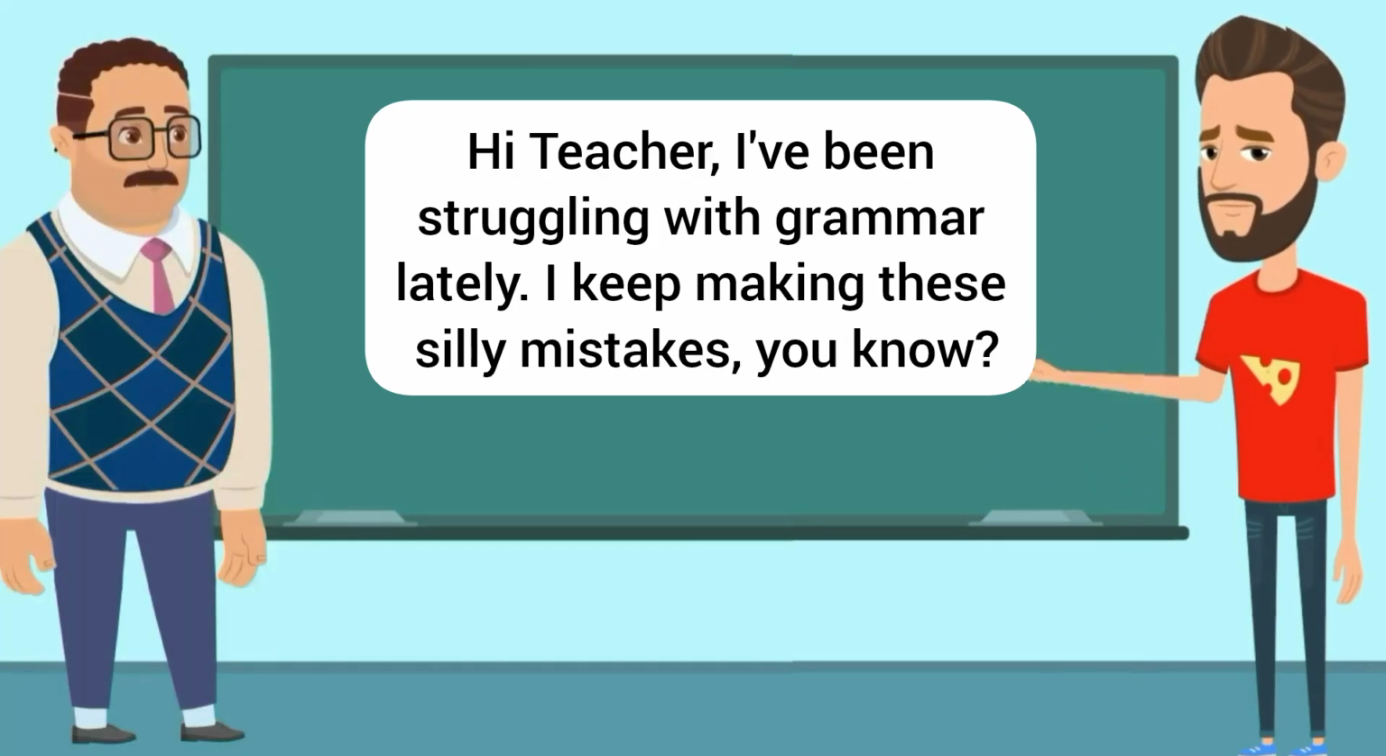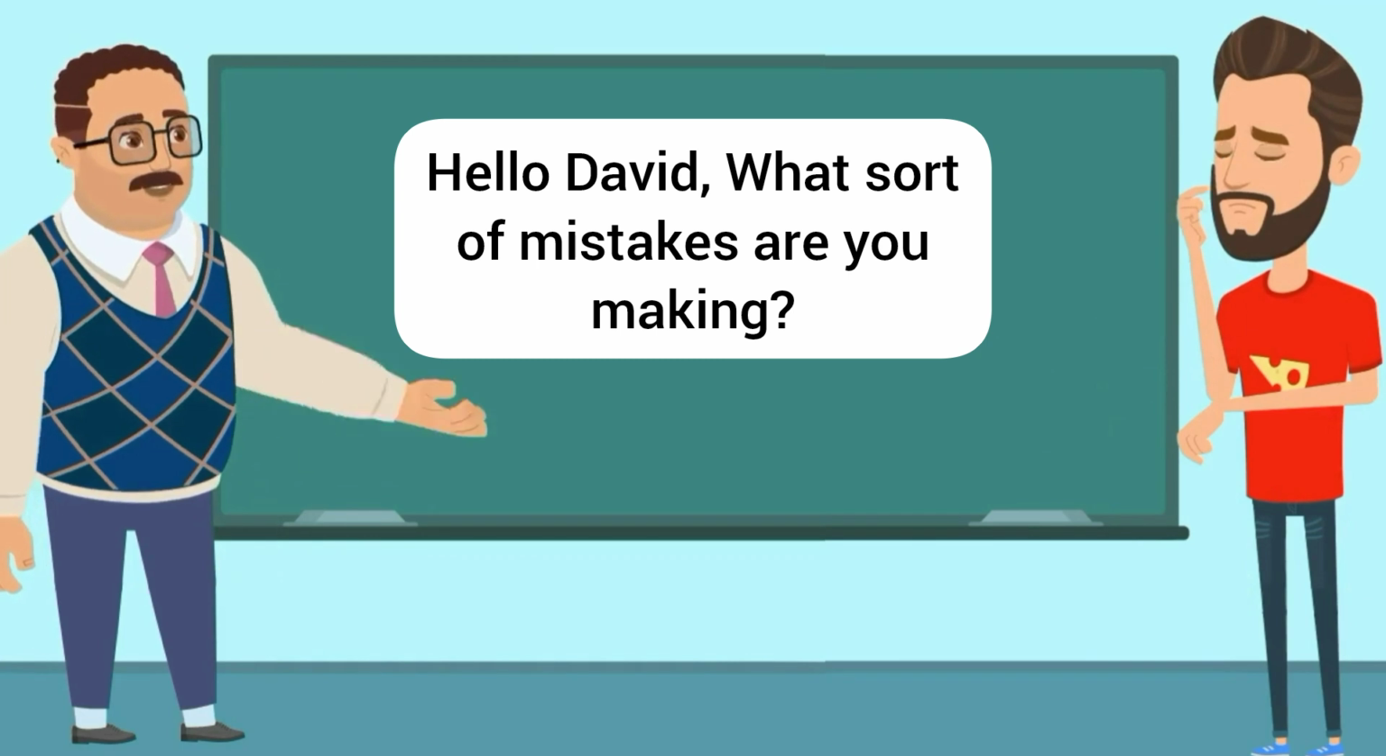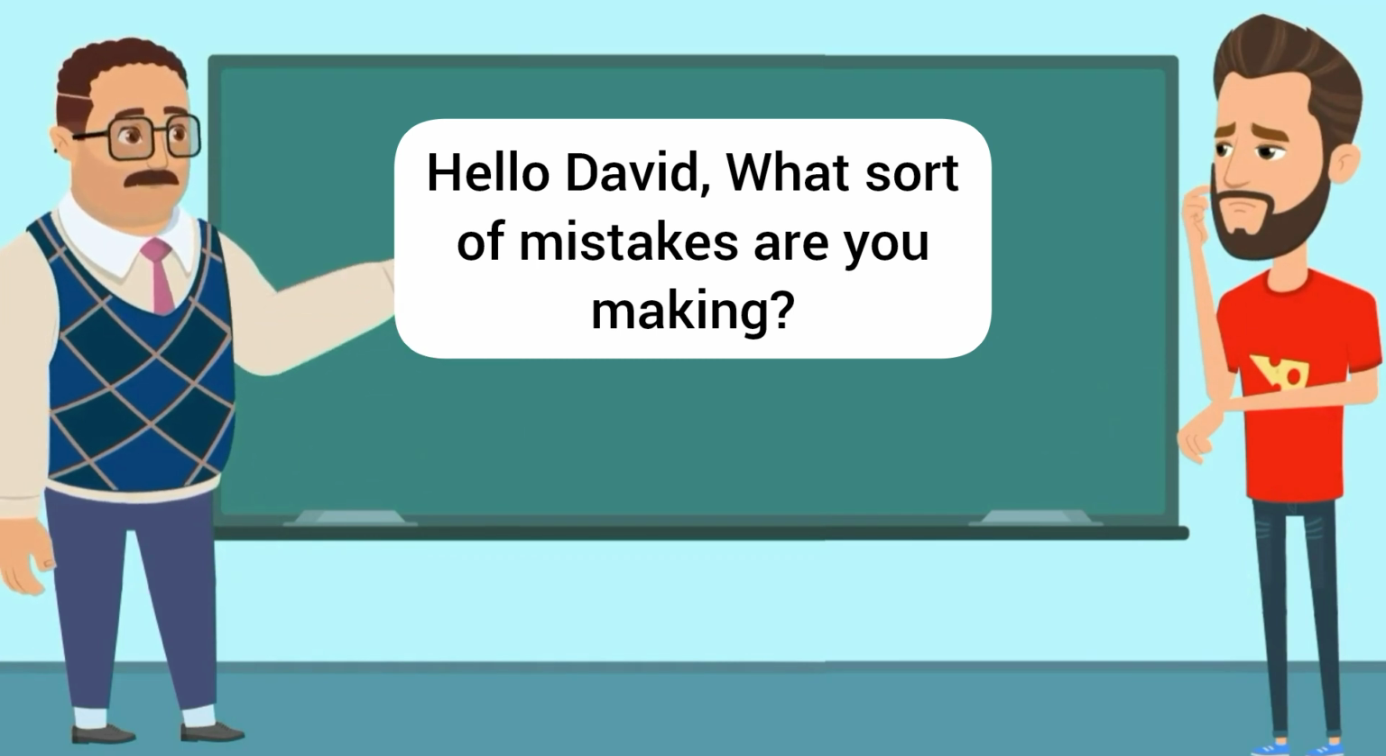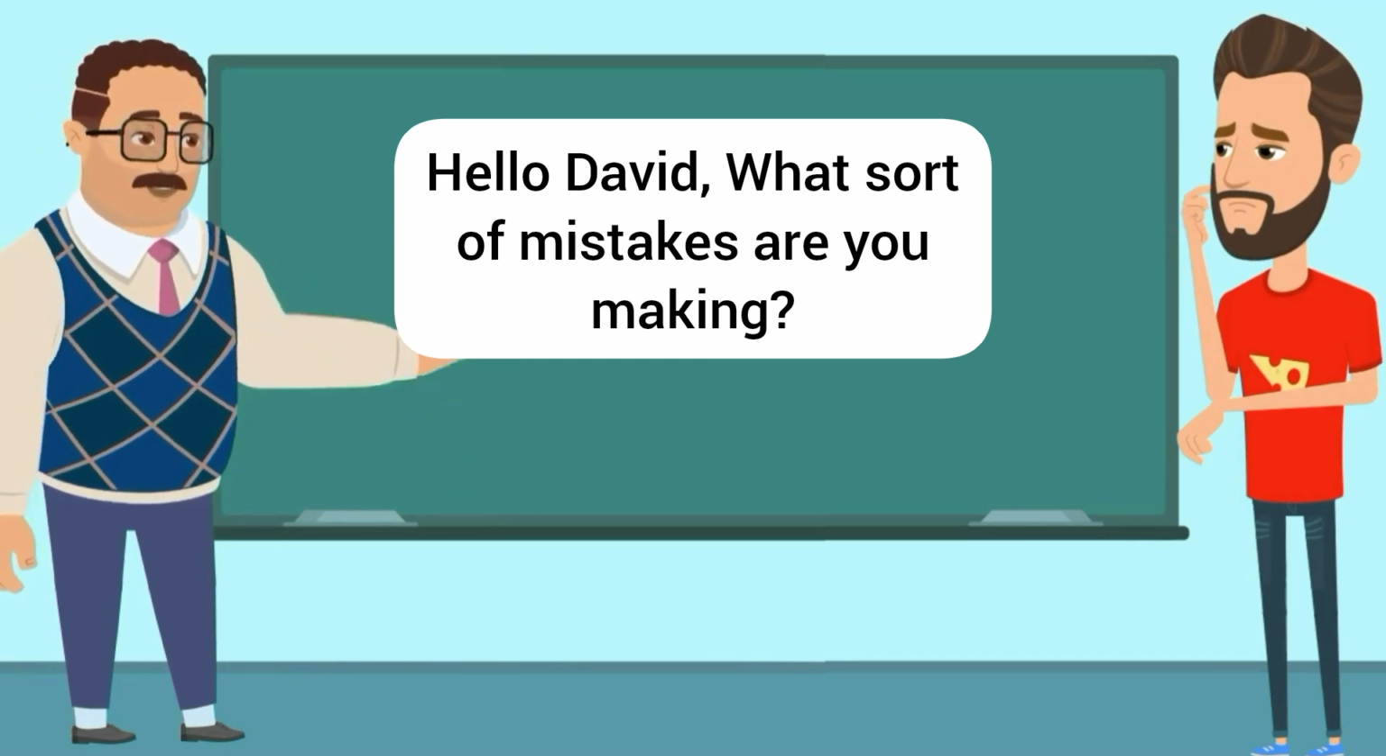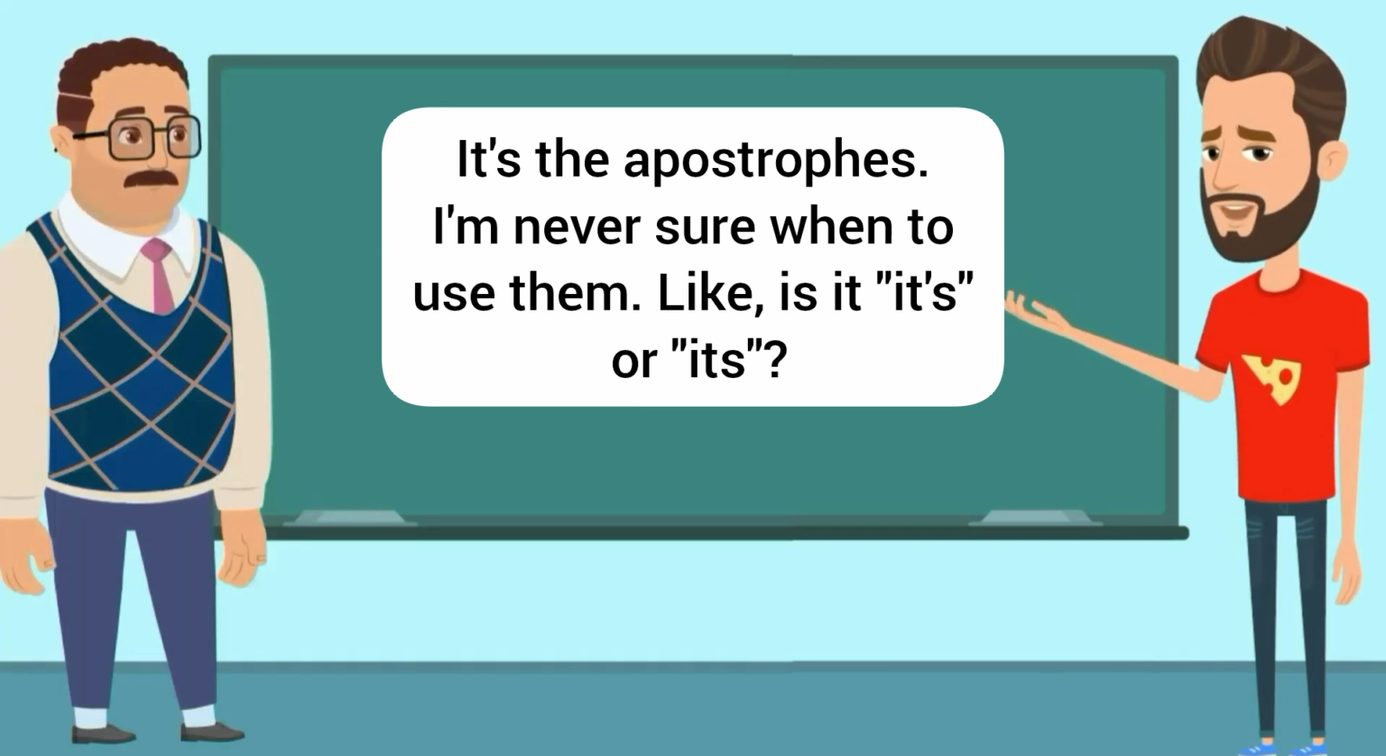Teacher, I've been struggling with grammar lately. I keep making these silly mistakes, you know. Hello David, what sort of mistakes are you making? It's the apostrophes. I'm never sure when to use them. Like, is it "it's" or "its"?